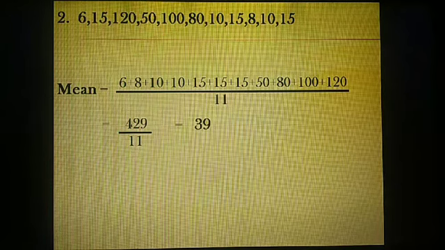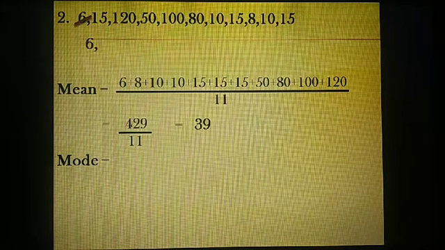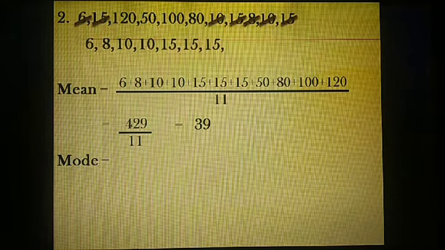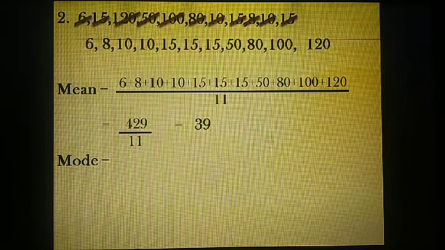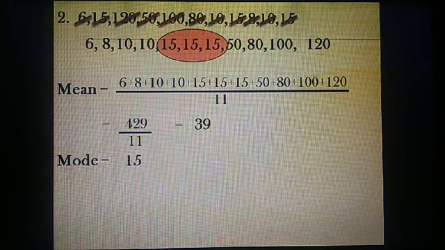Now we are supposed to find mode and median. So for mode or median, first you are arranging it. So the first smallest one is 6, then 8, then 10, then again 10 is there, then 15, two more 15s are there, then 50, then 80, then 100 and 120. Mode is the number which is occurring the most number of times, or the observation with maximum frequency. Yes, it's 15. So the answer is 15.